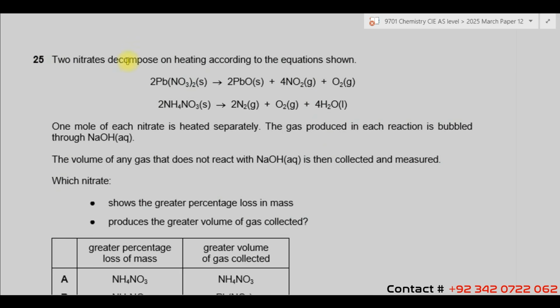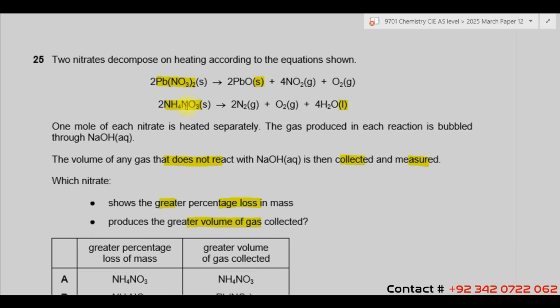Question 25. Two nitrates decompose on heating according to the equations shown. We have lead nitrate, we have ammonium nitrate. Both of them decompose to form solid, gas, gas, gas, gas, and liquid. 1 mole of each nitrate is heated separately. The gas produced in each reaction is bubbled through sodium hydroxide. The volume of any gas that does not react with sodium hydroxide is then collected and measured. Which nitrate shows the greater percentage loss in mass? And which one produces the greater volume of gas collected?